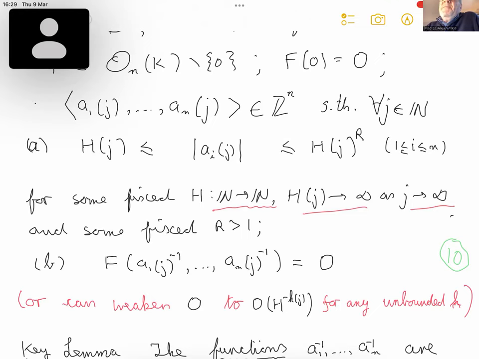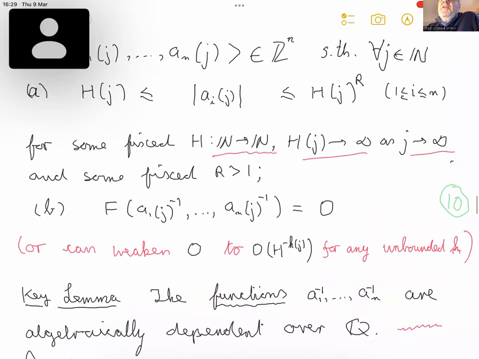So, you could take the minimum of the modulus of the aij. Okay, so suppose we have this fixed function going to infinity such that all these coordinates lie in a kind of multiplicative class of the function h. Okay, and suppose further that all the inverses of these integers are zeros of f.